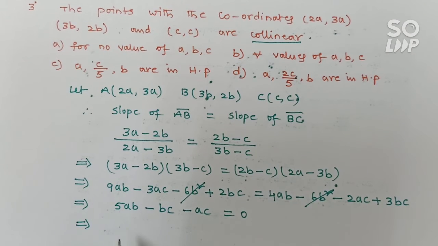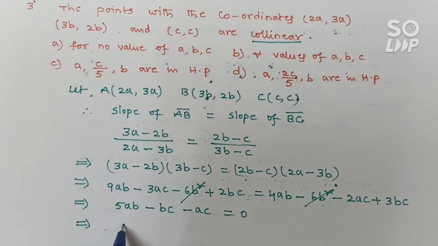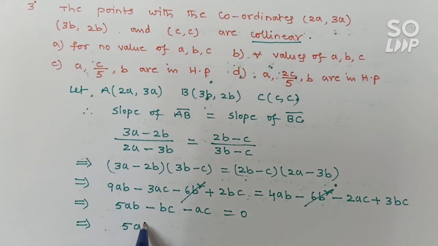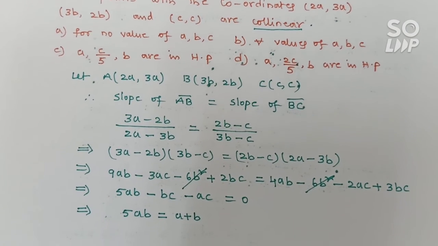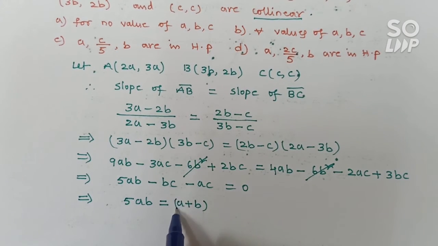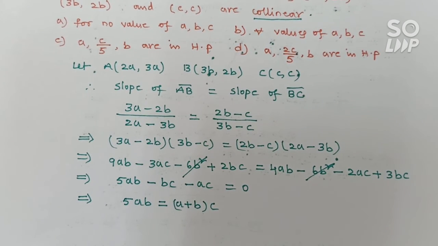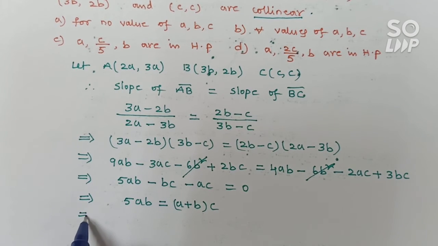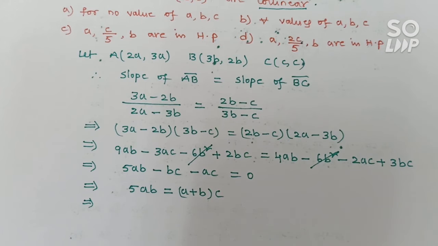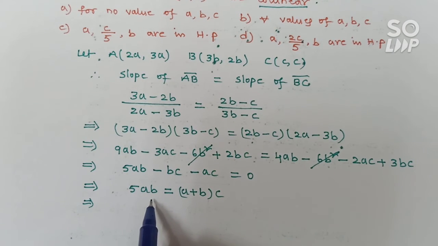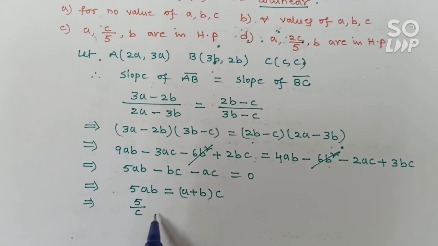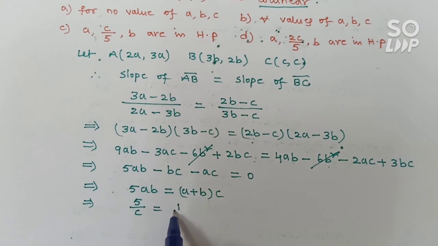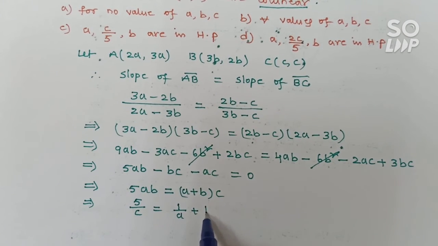Now this one we can write as 5 into ab is equal to a plus b into c. After this, we do one thing: divide by ab into c, so 5 by c is equal to 1 by a plus 1 by b.